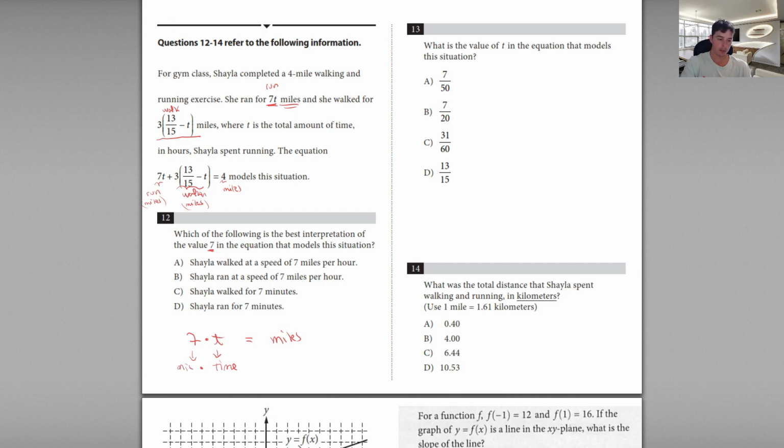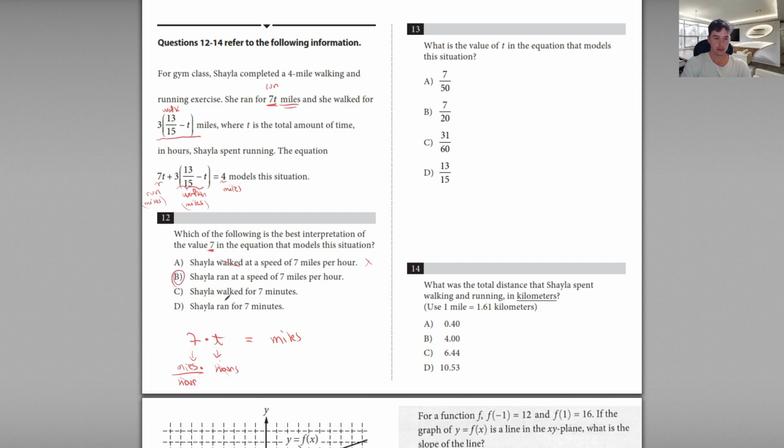And miles would be on the top. So miles per time. Time should be hours, I guess. Yeah, so let me change that into hours. So miles per hour. Okay. So now we can cancel out hours and hours, and miles equals miles. So we know that she's walking or running in this case at a 7 mile per hour pace. So she didn't walk because she was running, so that's wrong. Shayla ran at a speed of 7 miles per hour. Okay, that makes sense.